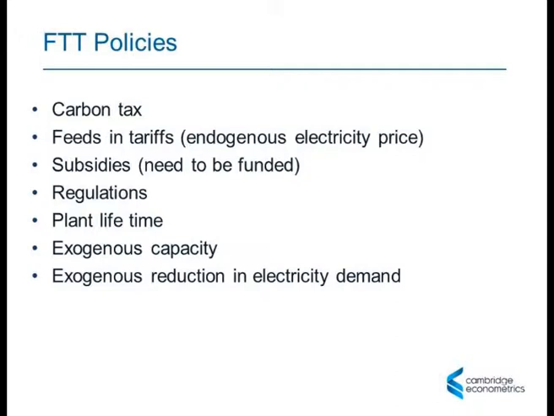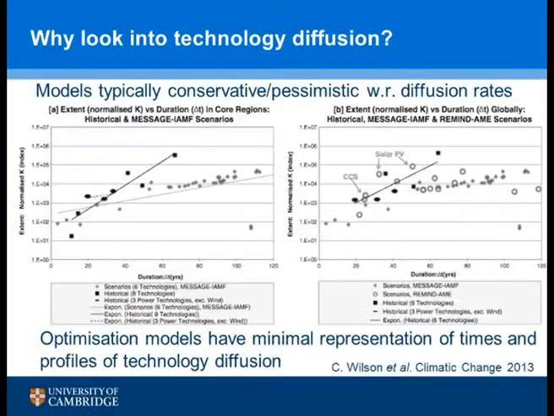Okay, now we skip to University of Cambridge. So question, why look into technology diffusion? Well, the question that's sometimes put to me is, you're running a macroeconometric model, why are you not using econometrics to look at the electricity sector? And I say, okay, well, there's two main reasons for this.